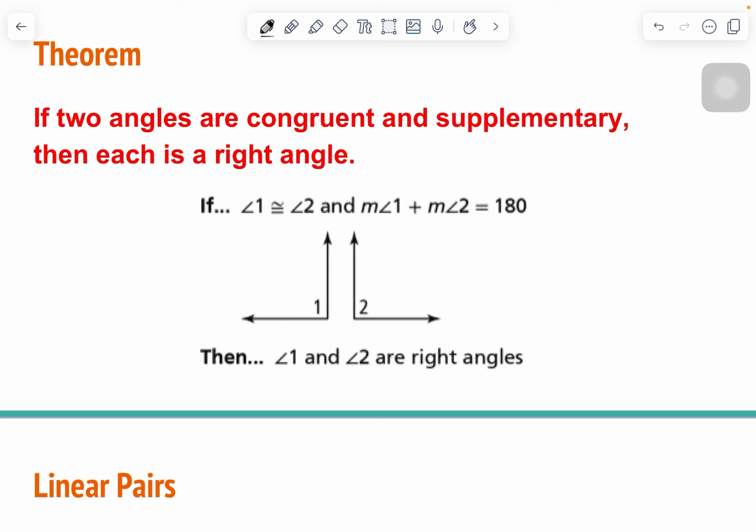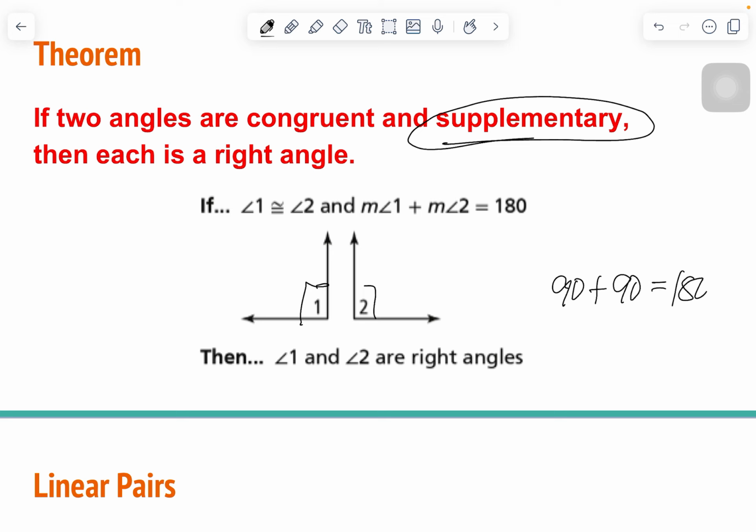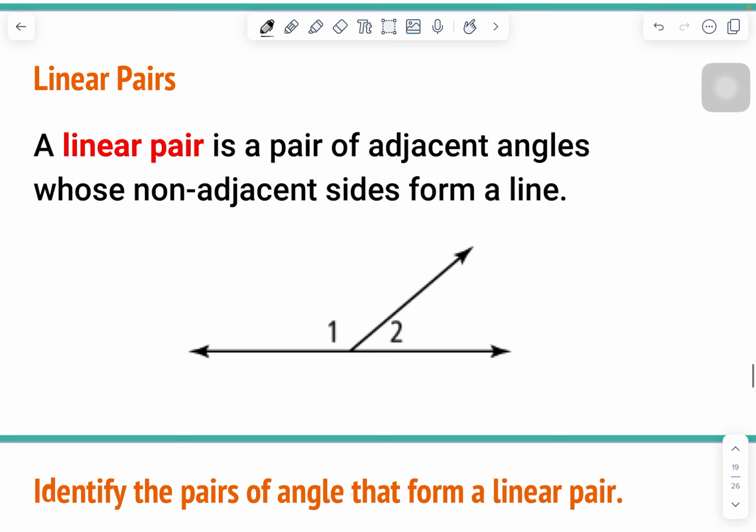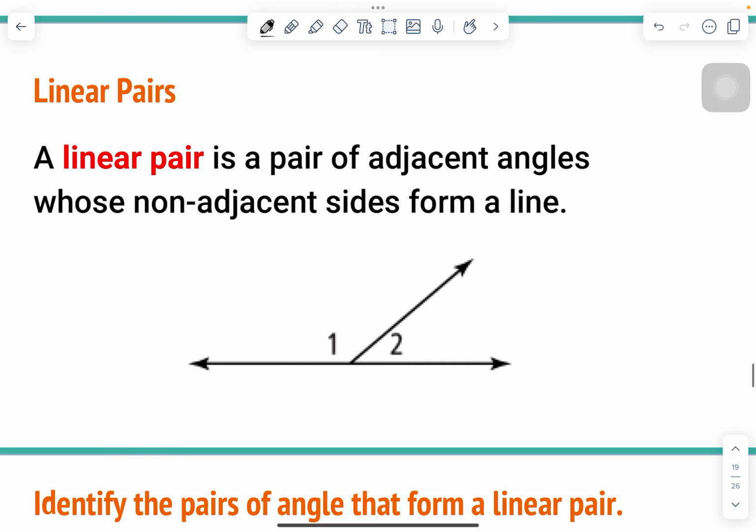So if these are congruent, those are 90. 90 plus 90, and they are supplementary. So 90 plus 90 equals 180. So if this is congruent, that means they are right angles. Linear pair. A linear pair is a pair of adjacent angles whose non-adjacent sides form a line.